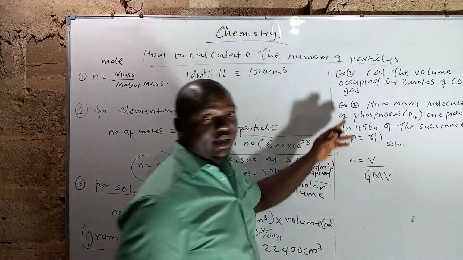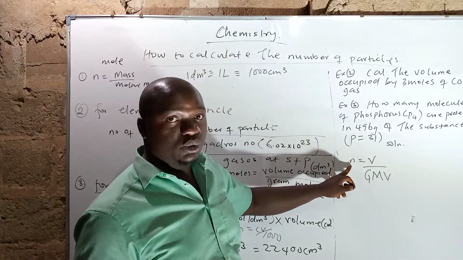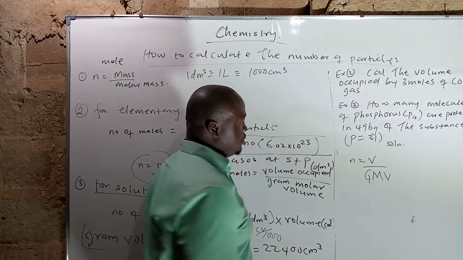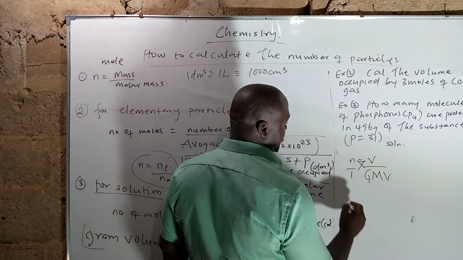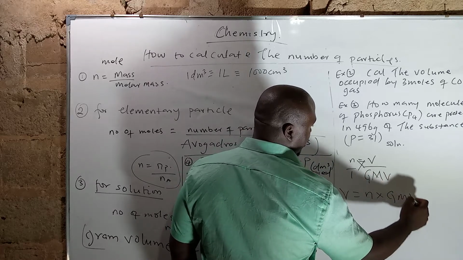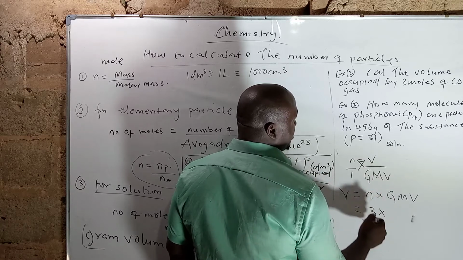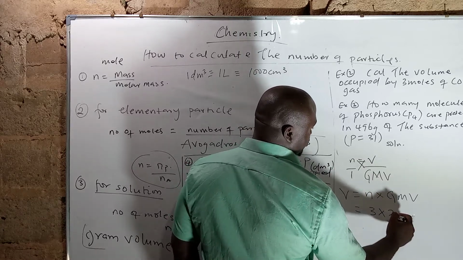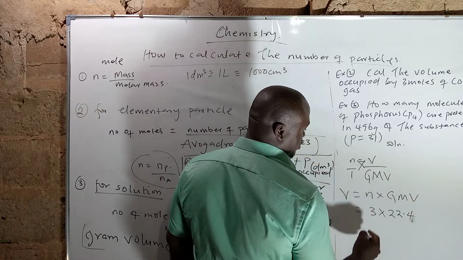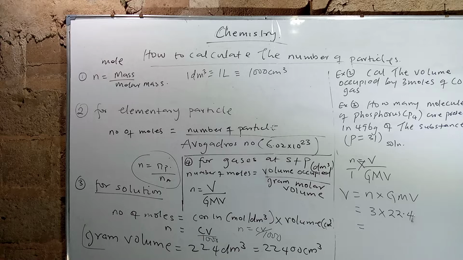Now they want us to calculate the volume here, right? But you already have the moles, right? So all you need to do here is cross multiply. Volume is number of moles times gram molar volume, and the number of moles there is 3. The gram molar volume is 22.4 dm cube. So if you multiply them together, you should get 67.2.